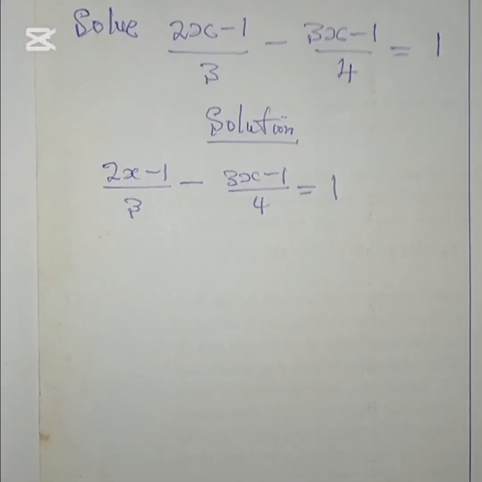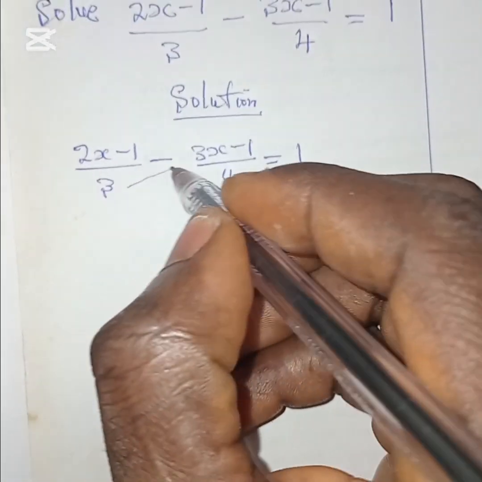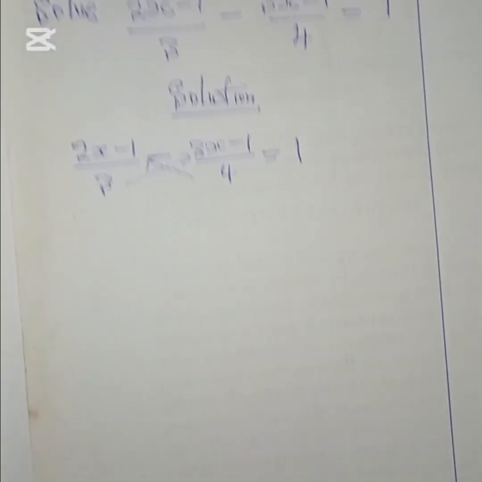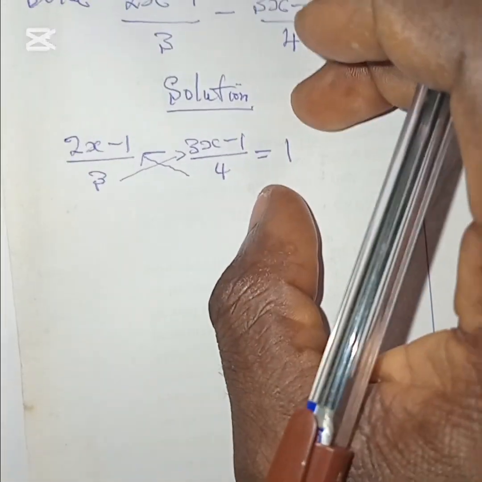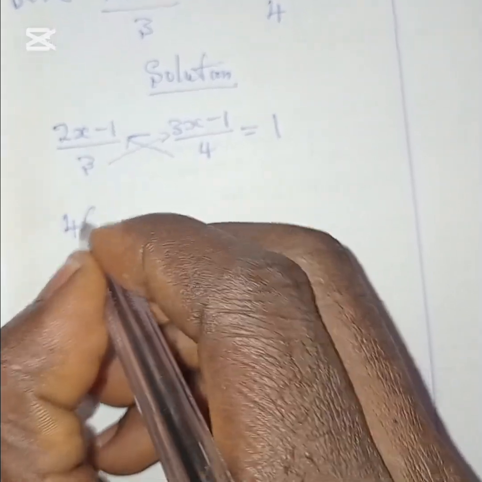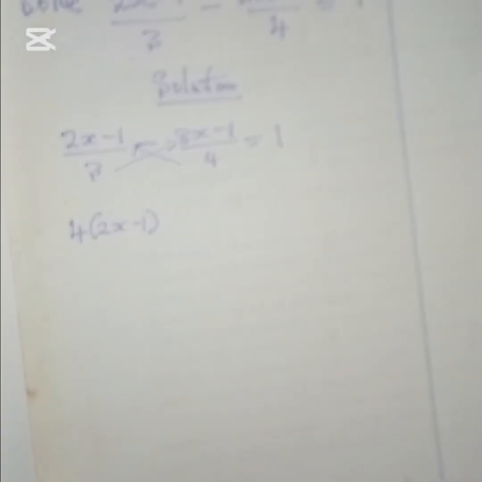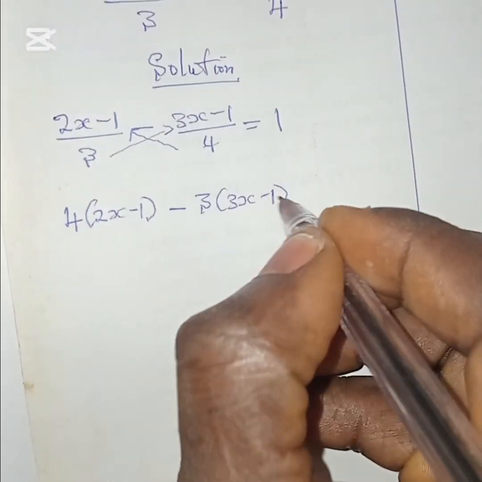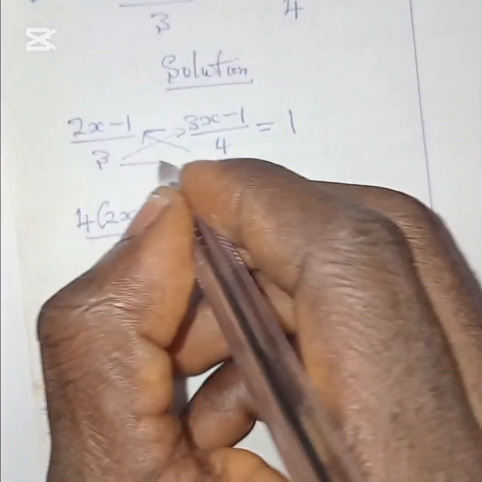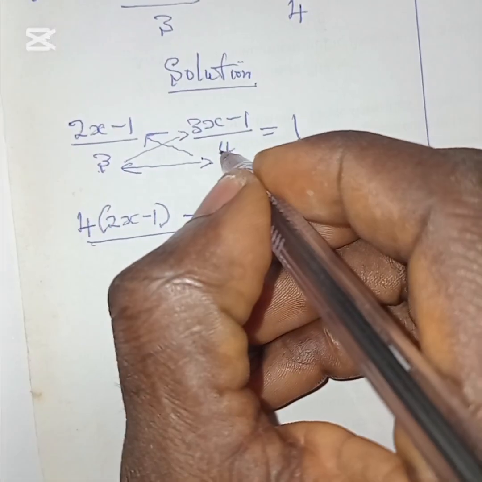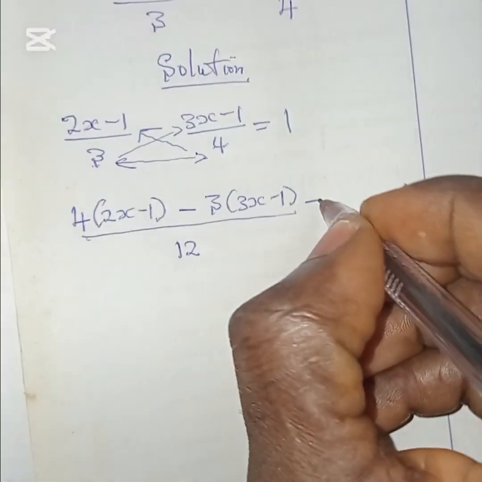Now, this is what you are going to do. Now, look at this question. This will multiply this, this will multiply this. I will leave the constants for now. Don't touch this side for now. So if you do that, this will now multiply this. You have 4 times (2x minus 1) minus 3 times (3x minus 1), all over this multiplied by this. So 3 multiplied by 4 will give you 12. All is equal to 1.